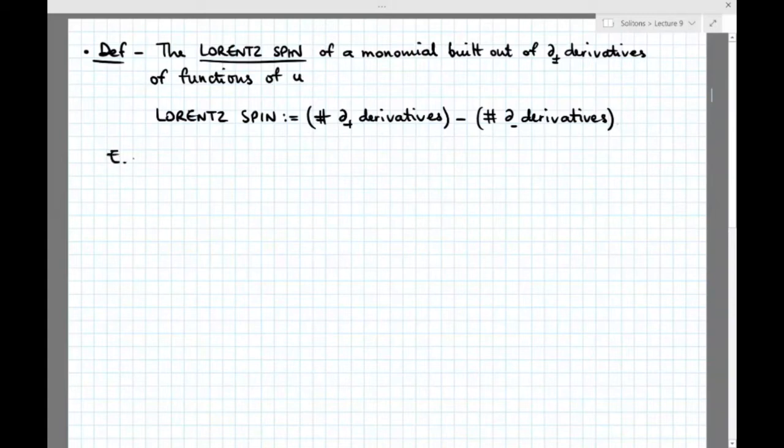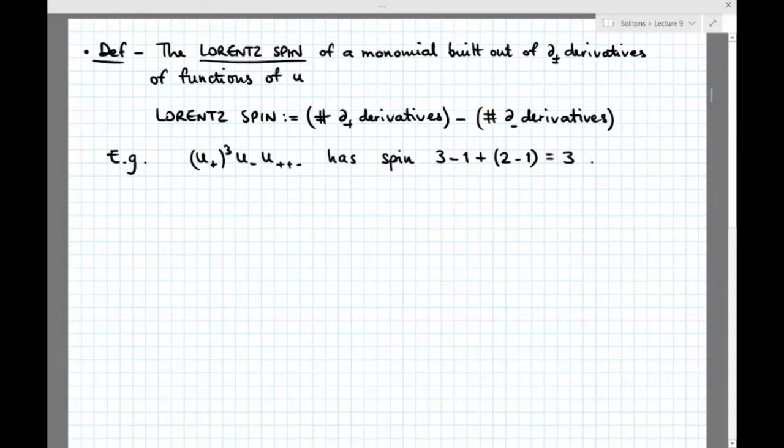So for example, a possible monomial could be u plus cubed times u minus u plus plus minus, and this will have Lorentz spin, or just in brief spin, equal to 3 from u plus cubed, minus 1 from u minus, which contains an x minus derivative, plus 2 minus 1 from u plus plus minus, which has 2 plus derivatives and 1 minus derivative. So in total, if my math is correct, this object has Lorentz spin 3.